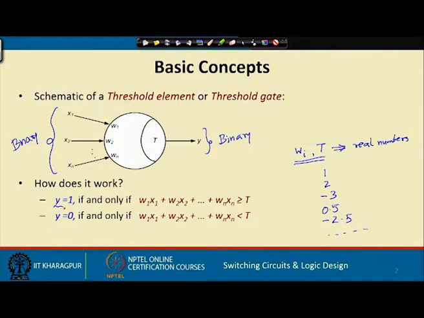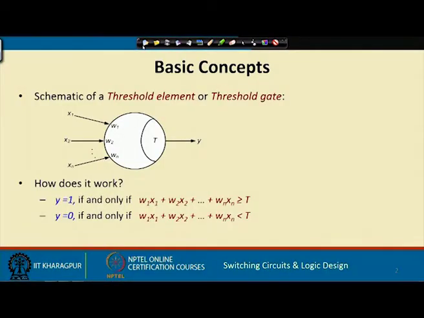The output y will be equal to 1 if the weighted sum of the inputs, by weighted sum we mean summation w i x i, i equal to 1 to n, is computed. Here we have written it in the expanded form: w 1 x 1, w 2 x 2, up to w n x n. If this weighted sum is greater than or equal to the threshold T, then the output will be 1, otherwise the output will be 0. This is how a basic threshold gate works.